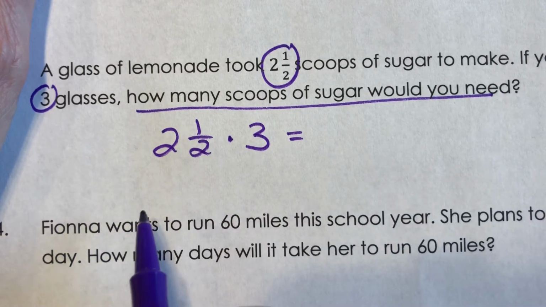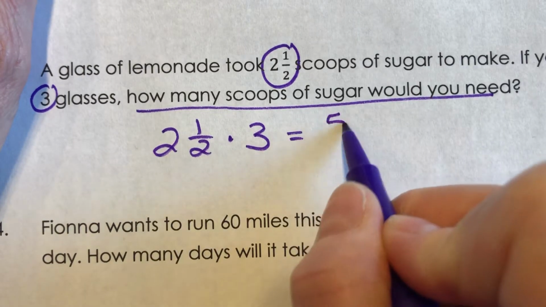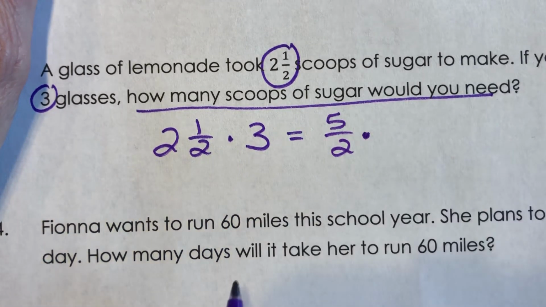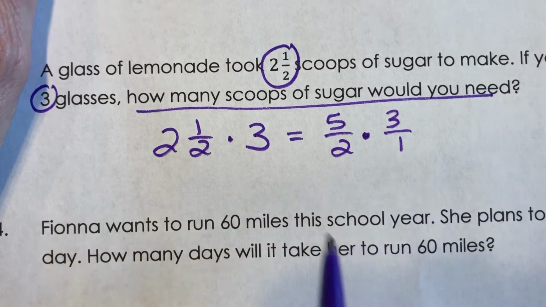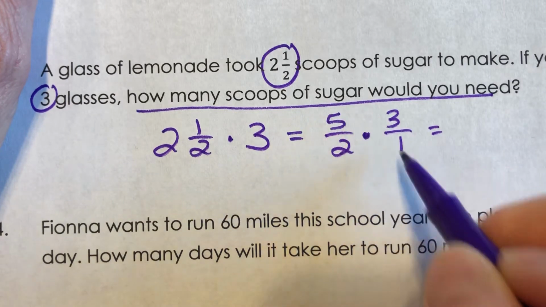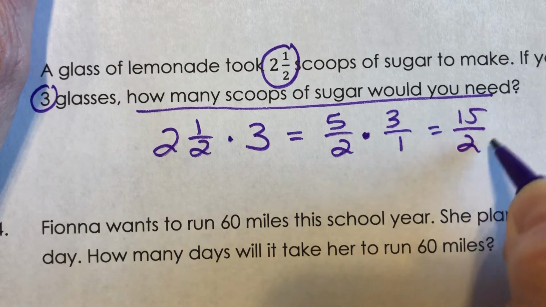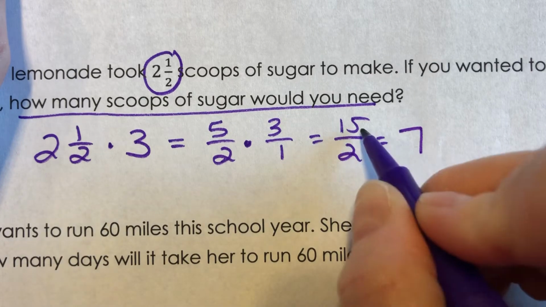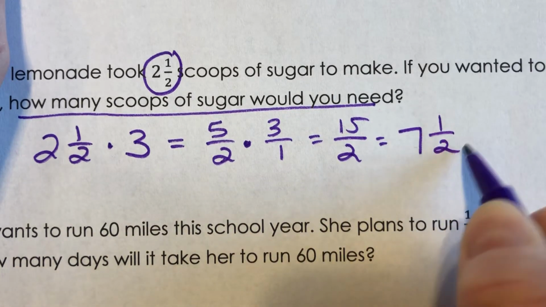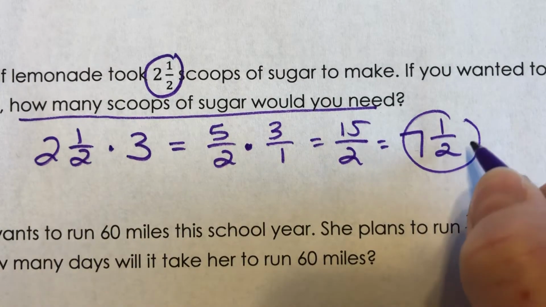All right, 2 1/2 needs to change into an improper fraction. 2 times 2 is 4, plus 1 is 5/2 times, and this 3, it would be great if it had a denominator, so let's give it 1. 3 divided by 1 is 3, so it's equivalent. Can I cross simplify? No. 5 times 3 is 15. 2 times 1 is 2. And now it's improper. Let's make it a mixed number. 2 times 7 gets me closest to 15, and there's a 1 left over out of 2. So 7 1/2 is what it would take for 3 glasses of lemonade. 7 1/2 scoops.